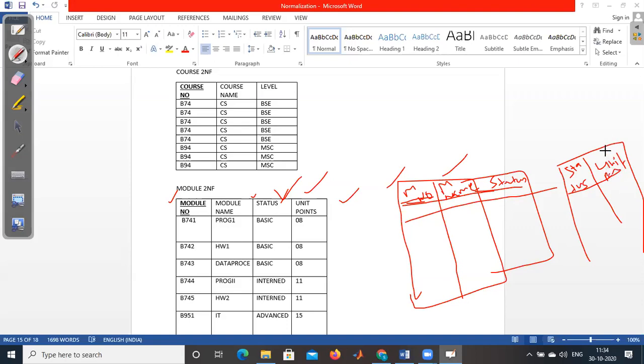Okay, so if you know the status, we are getting the unit points. So here status acts as a key in this table. In this table, if you know the module number, you can get the module name and status. Now it does not have any transitive dependency, so these two tables are in the third normal form.